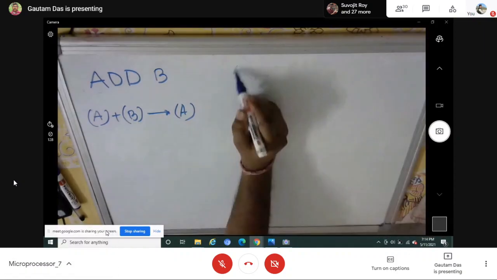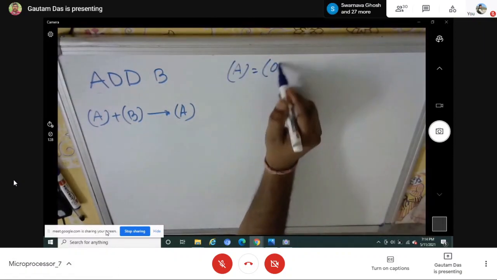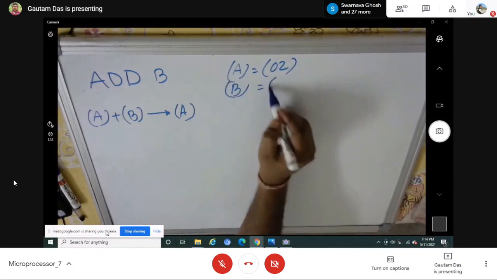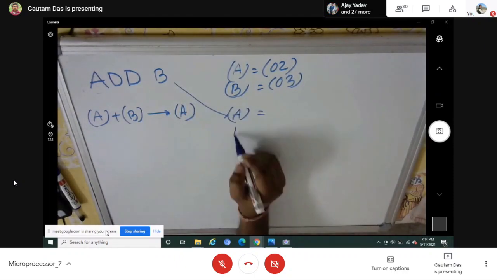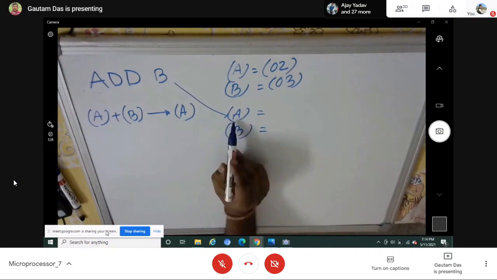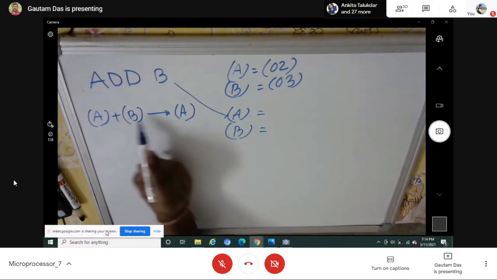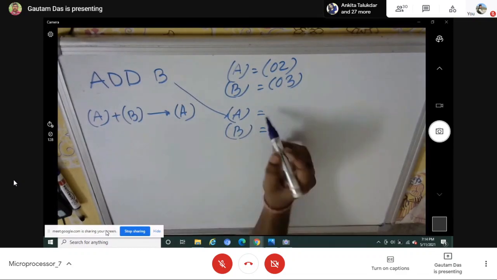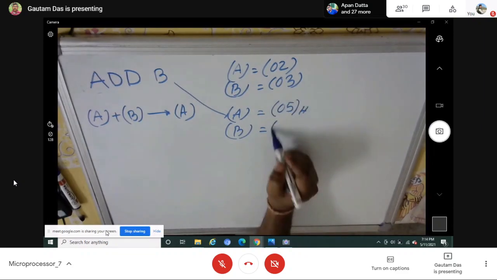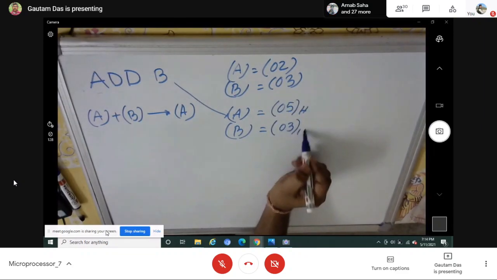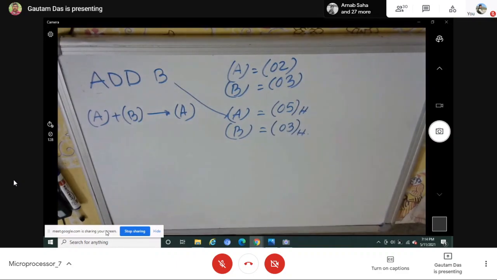Suppose before this instruction the accumulator was 02 and B was 03. After this instruction, what will be the content of the accumulator and of B? The accumulator content becomes A plus B, stored at A. So 02 plus 03, the addition result 05 will be in the accumulator, and the B content will be unchanged, again 03. This is how addition is performed between the contents of two registers.